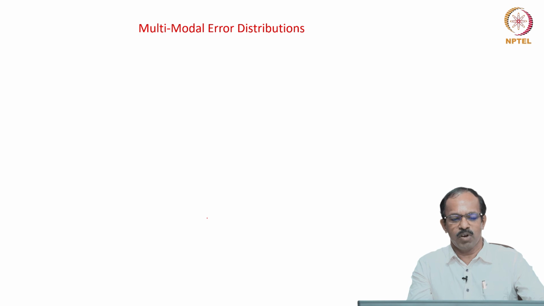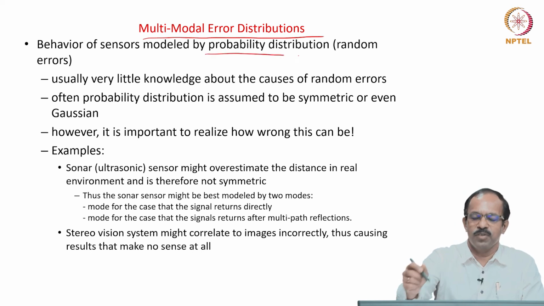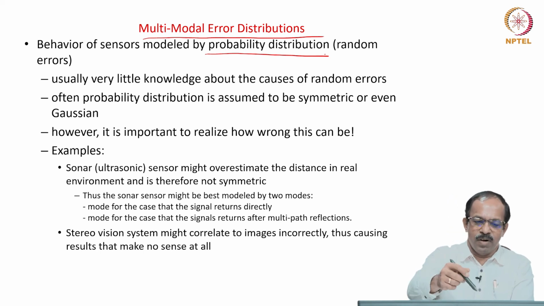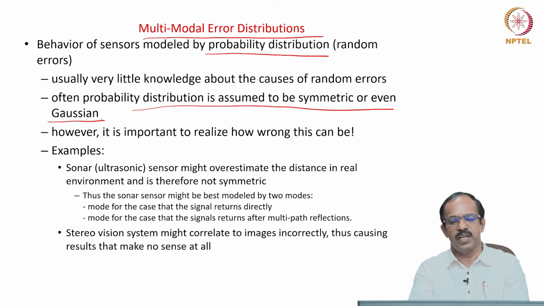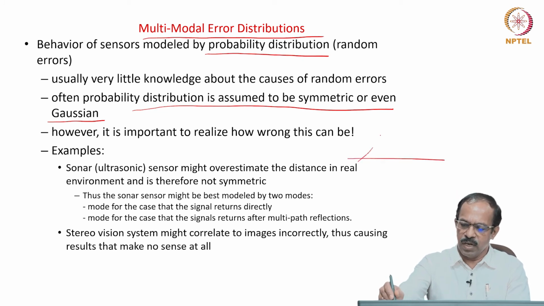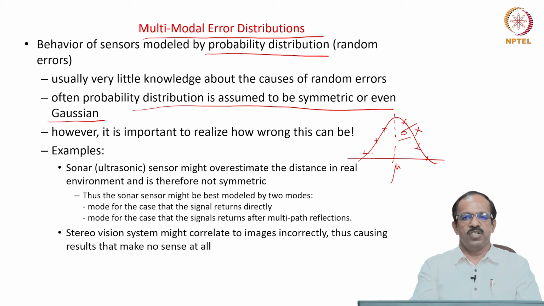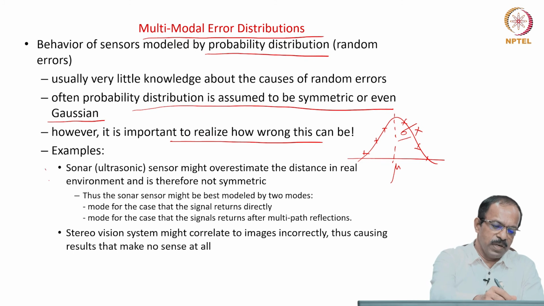And how do we overcome this? We go for multimodal error distributions. The random errors, as I mentioned, are very difficult to predict, so we predict them as random or probability distributions. The probability distribution is assumed to be symmetric or even Gaussian. Gaussian is the white noise distribution, where we can have the mean and standard deviation by standard representations. It need not always be so, but we say that we have a mu and a sigma, and I can describe this by a probability density function. That is basically how we model the error. But this can be wrong. It need not always be correct. There can be a lot of errors, and those errors will not really be taken care of when you make such an assumption.